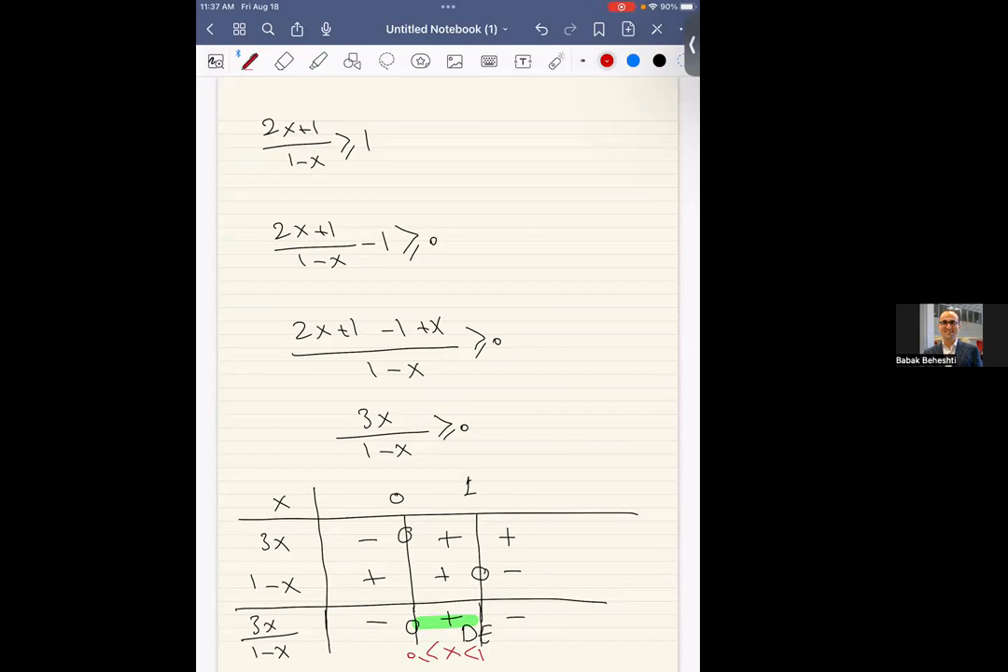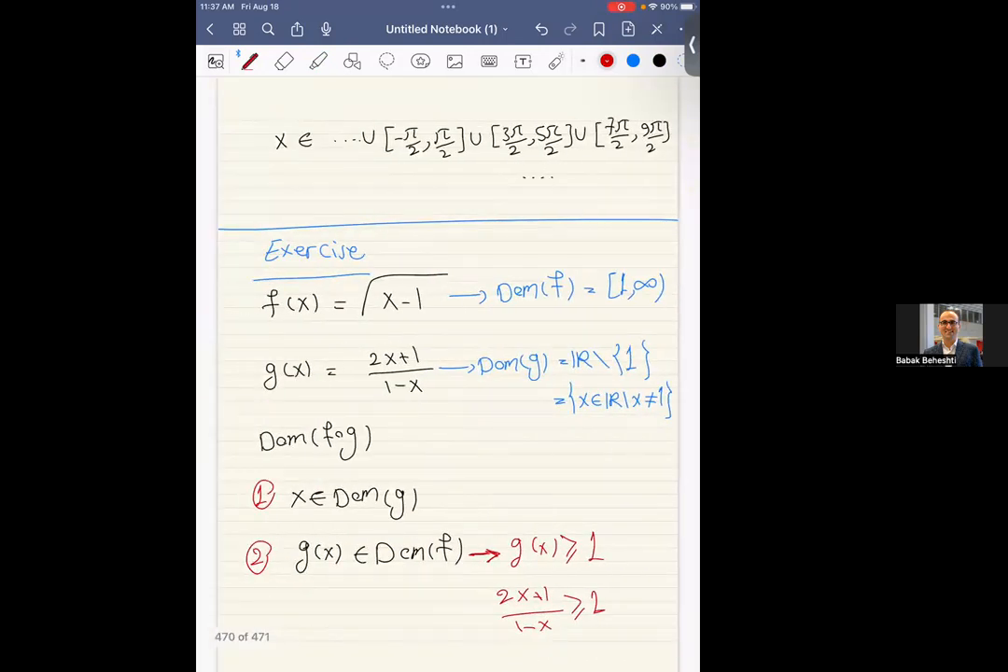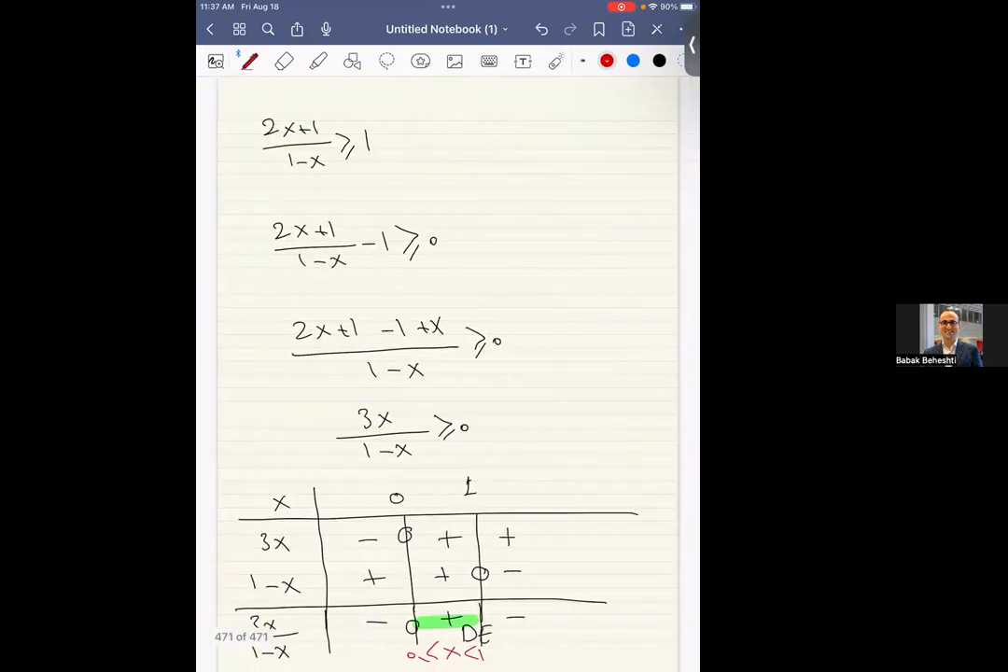So we have two conditions. One was x cannot be 1. The other one is x between 0 and 1. So if you put this together, the domain of F of G is just numbers between 0 and 1, including 0. So the domain of F of G is all numbers between 0 and 1, but you have to remove 1, right?